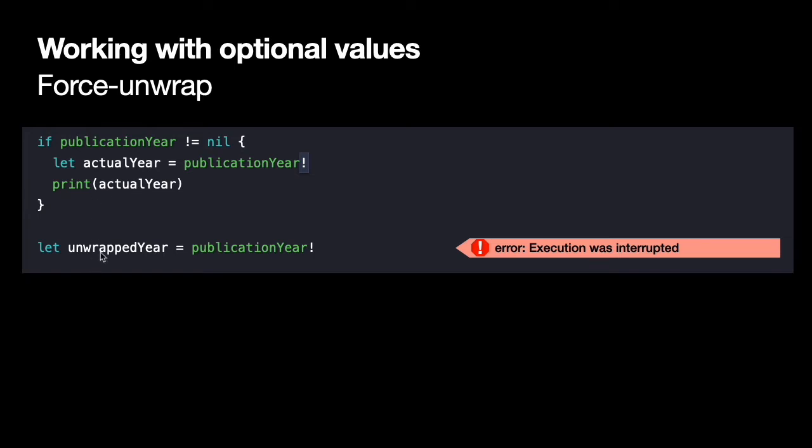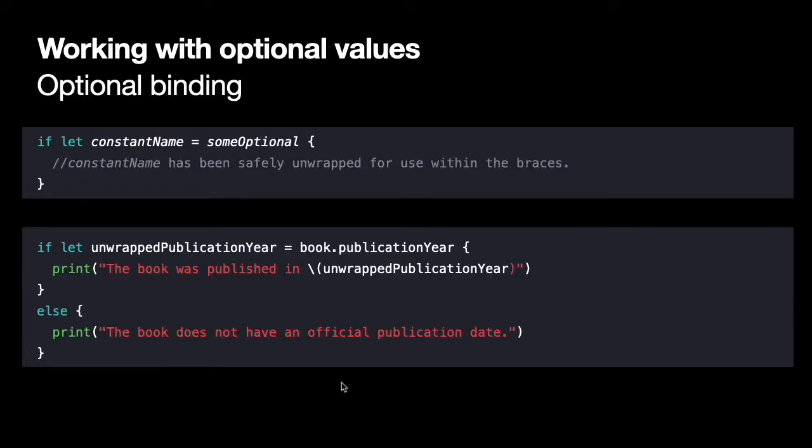Alternatively, we could try to forcibly unwrap publication year using the exclamation mark without first testing that it's not nil. However, if it was nil and we forcibly unwrapped it, then our code would crash and execution would be terminated. Because it is so common to need to work with optionals, Swift has some shortcuts that are simpler than explicitly comparing to nil and then forcibly unwrapping.